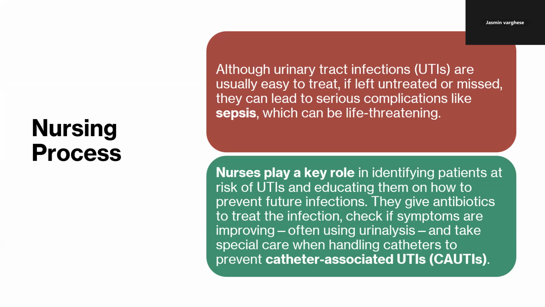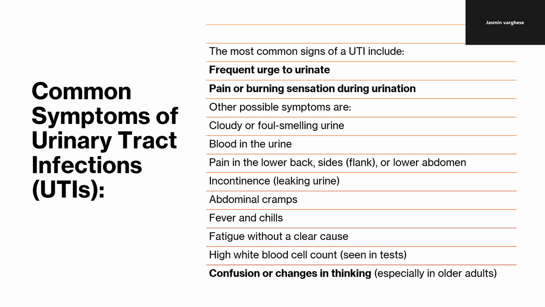to prevent these infections. The most common symptoms of urinary tract infections are a frequent urge to urinate, pain or a burning sensation during urination. Other possible symptoms are cloudy or foul smelling urine, blood in the urine, pain in the lower back, sides, and lower abdomen. Incontinence, that means leaking urine. Even after passing urine, you will feel leaking of urine always. Then abdominal cramps, fever, chills, and fatigue without any clear cause.